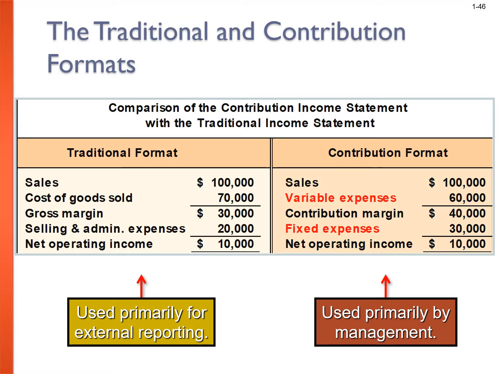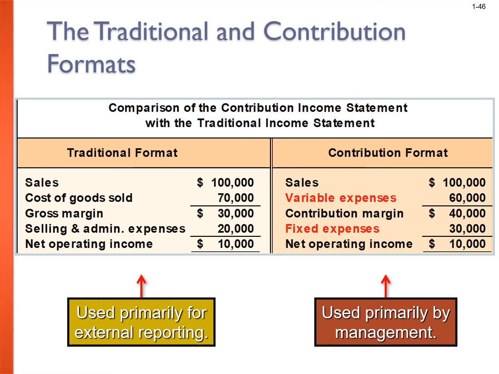Remember, on a traditional format, this is what we learned back in financial accounting. Sales minus cost of goods sold gives you gross margin or profit. You subtract your selling and administrative expenses and you get your net operating income.